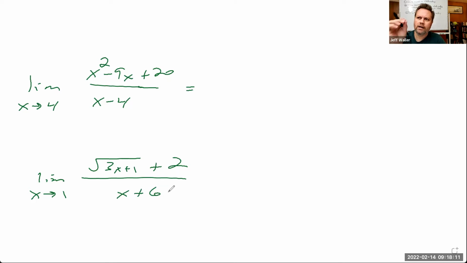What's the only time I have more work to do in a limit is if it comes out in what kind of ratio? What's an indeterminate form? Zero over zero. Oh, 0 over 0. 1 over 0 is not indeterminate. That would be some kind of infinity. So just got to figure out what kind of infinity or if it does not exist. What do I get when I put a 1 into this one?